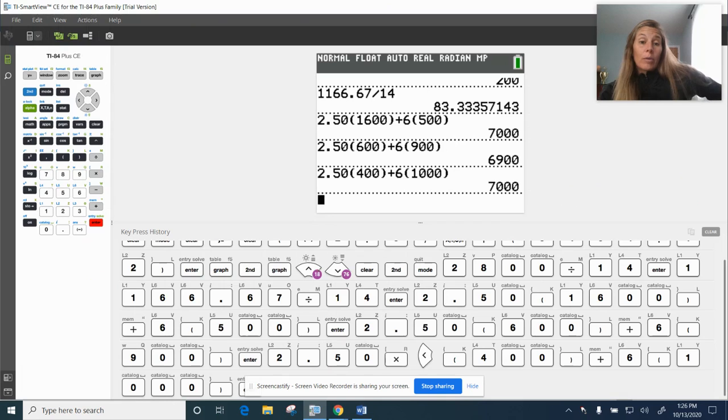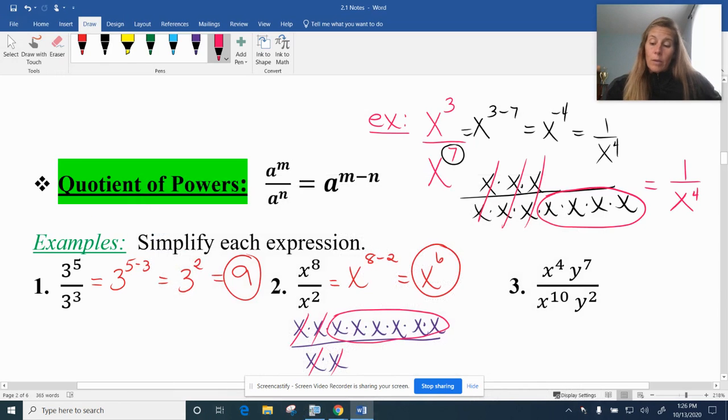If the bigger number is on the top, then my answer is going to go on the top. If my bigger number is on the bottom, like here with the 3 and the 7, then my answer is going to go on the bottom. And that's another way you can look at it so you don't have to deal with the negative.